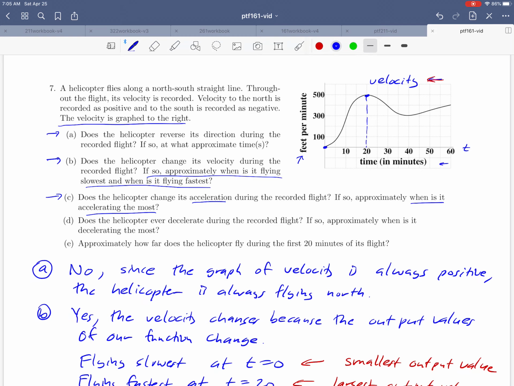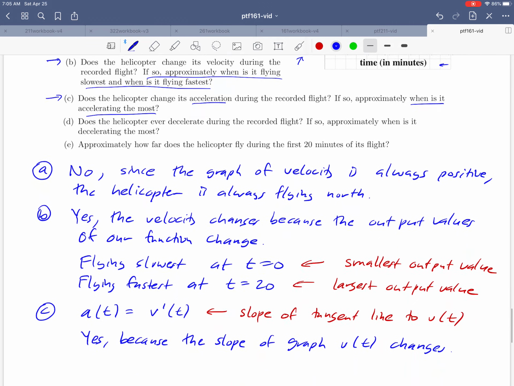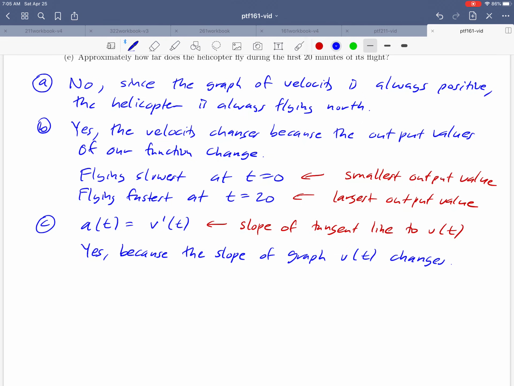You think about it a little bit, and it seems to me that the steepest positive slope is maybe about here. You draw in that tangent line, that's going to be the biggest positive slope. And what would you say the t value is there? Maybe about 10. So I think we've answered the question about where the helicopter is accelerating the most.